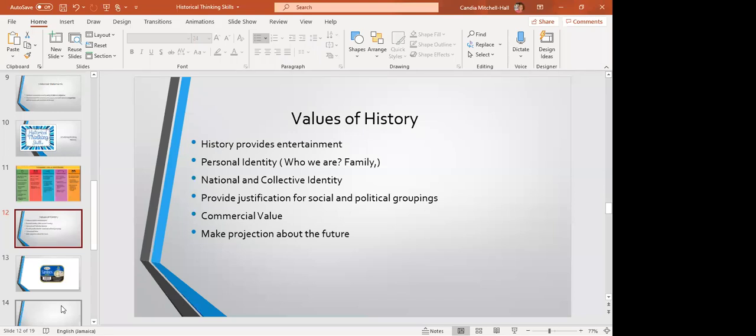It also provides national and collective identity. In Jamaica, the majority of us are from which race? Black. Africans. All of us are from the African race, all right? And so if the majority of us are descendants of black people, then history provides some level of national and collective identity. Not only for people of African descent in Jamaica, but also for people in Barbados, Grenada, the United States of America, Canada, anywhere black people live, there's this collective identity. Same for people who are of Chinese descent. History provides some form of collective identity.